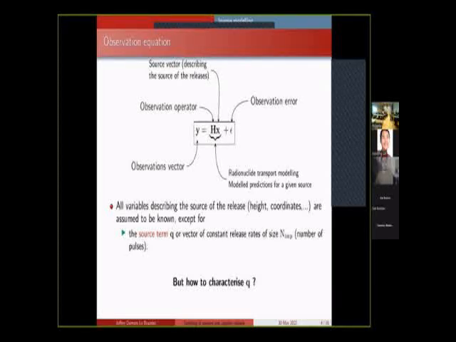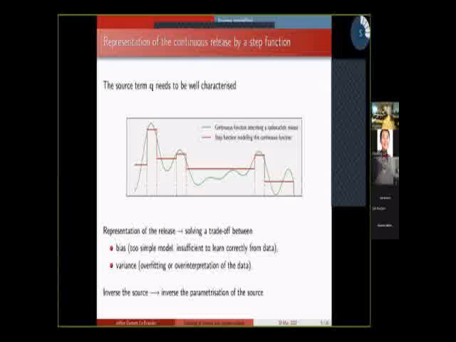How do we choose the size of each pulse? How do we choose the number of pulses? Basically, how do we choose each step of the Q vector representing the release? So this is more generally the problem of the representation of a continuous release by a step function. The problem is the following. We have a complex continuous release function, which is a green curve, and we want to model this green curve with a discrete step function. So here it's the red curve. The question is how to find the best discrete function to represent it.